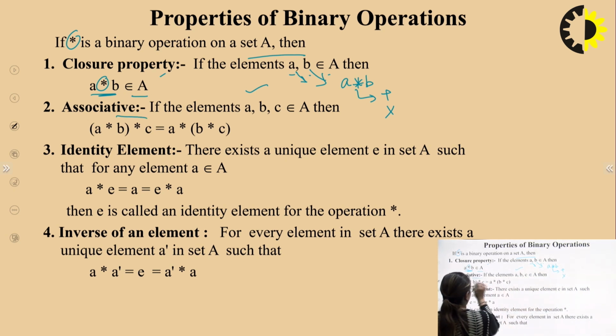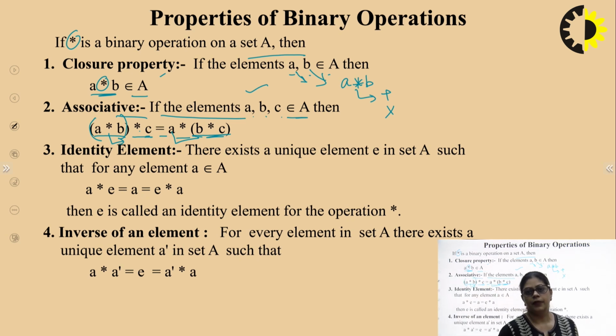Then is the associative property. Associative property says if the elements a, b and c belong to A, then (a star b) star c is equal to a star (b star c), right? If we are performing an operation on a and b and the answer of this is operated with c, we will get the same answer if b and c are operated first and then we operate a on that. If it satisfies this, then we are able to say that it is satisfying the associative property.